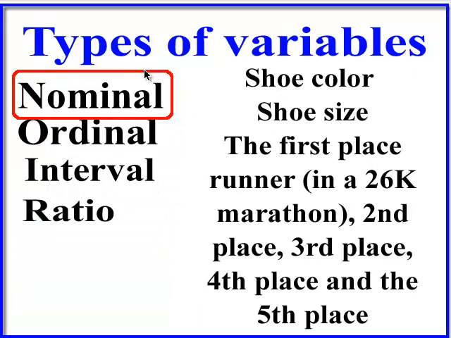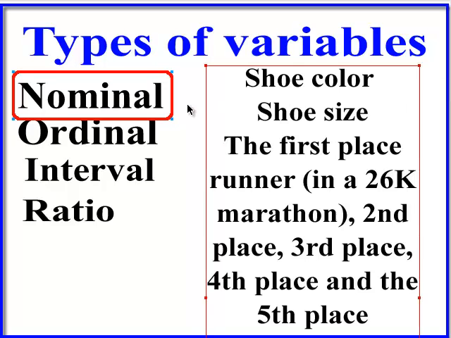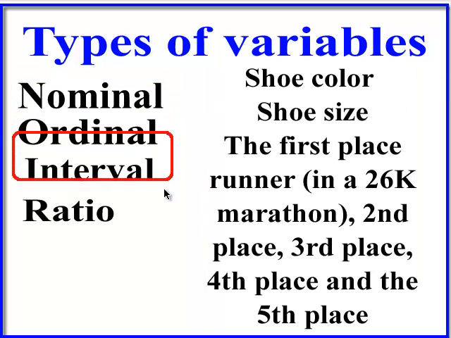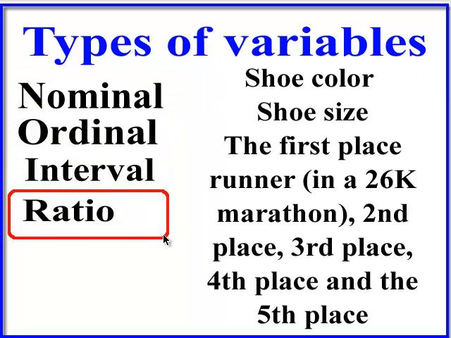The first one, shoe color. Color would put them in different groups. So that's a nominal. Right? The rest of these make no sense. So shoe color is a nominal. And shoe size is a ratio, right? Because it's a regular number.